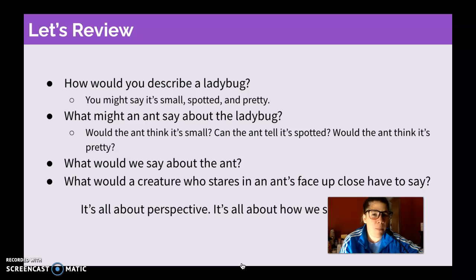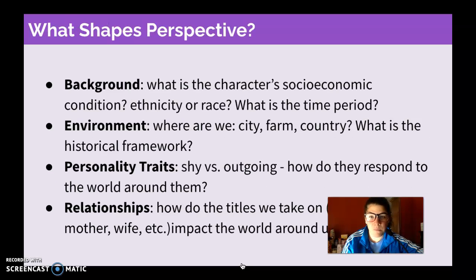So think about these descriptions here. How would you describe a ladybug? Then if you think about it, what would an ant say about the ladybug? What would the ant's perspective be? And then what would we say about the ant? What would a creature who stares in an ant's face up close have to say? It's all about perspective. Everyone's perspective is different by the way you look at something. No one's perspective is ever really the same.